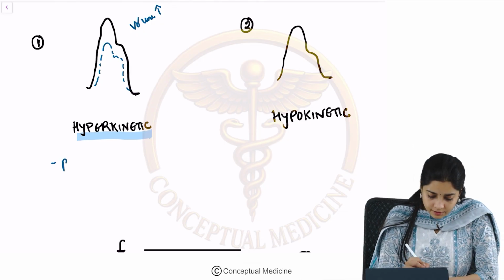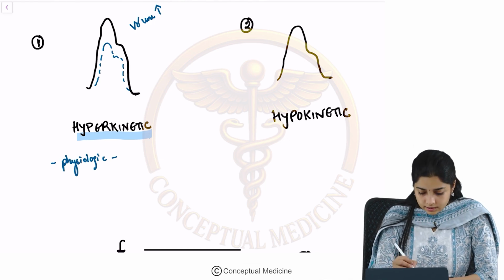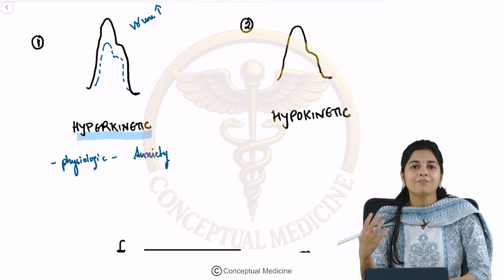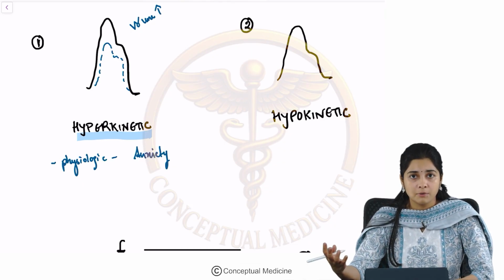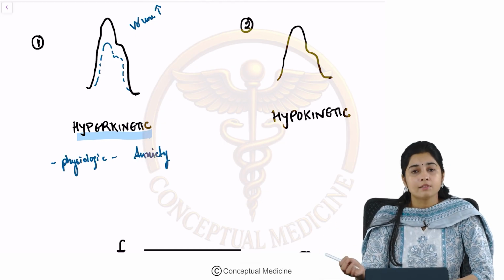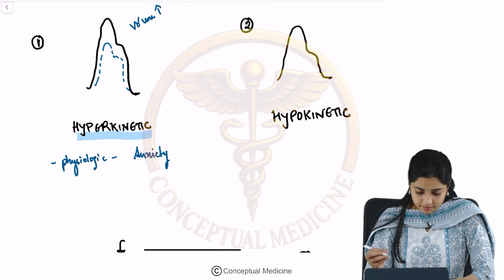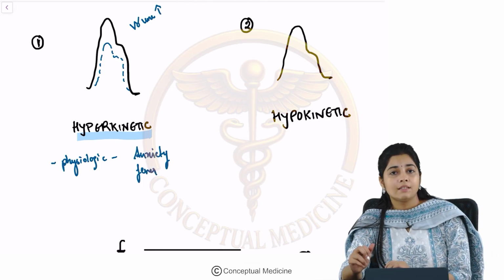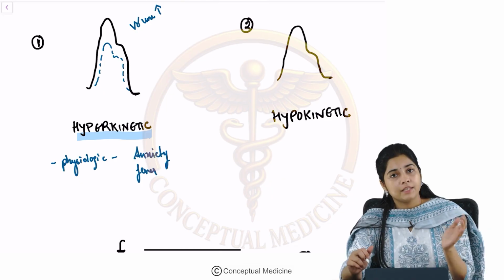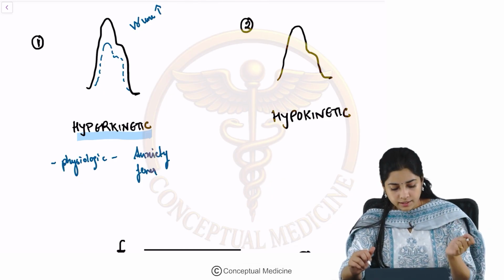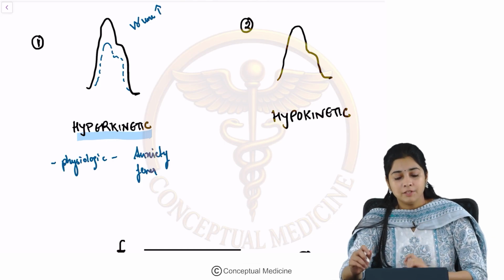It can be seen in physiologic conditions, for example when there is anxiety. When there is anxiety, don't you feel that your heart is racing or pounding? That is because there is an increase in the rate as well as an increase in the volume of the pulse. So you can have a hyperkinetic pulse. You can have it during fever, as we had discussed when we were discussing relative bradycardia, that with every 1 degree rise in temperature, the pulse rate will increase. So you can have a hyperkinetic pulse with fever as well.